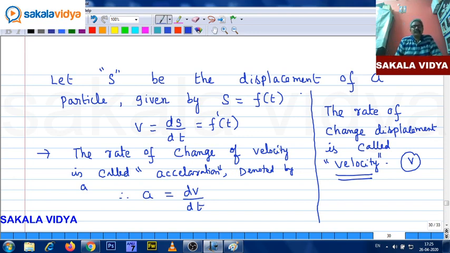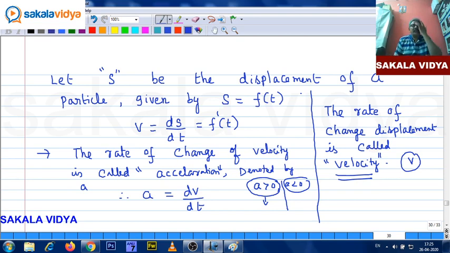This acceleration may be actually of two kinds: a may be greater than 0 or a may be less than 0. If a is greater than 0, acceleration is positive; here, this will be negative. Negative means retardation. Generally, when you apply the brakes to the train, at that time the acceleration becomes retardation. Even when you apply the brakes to the car, that also comes under retardation. Understood now?